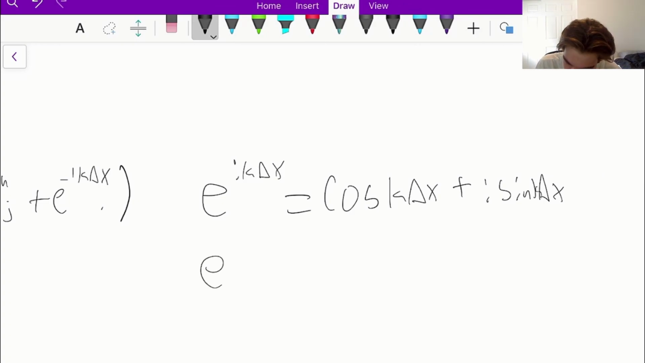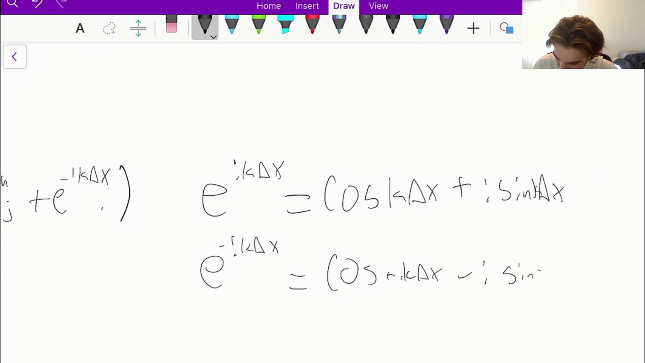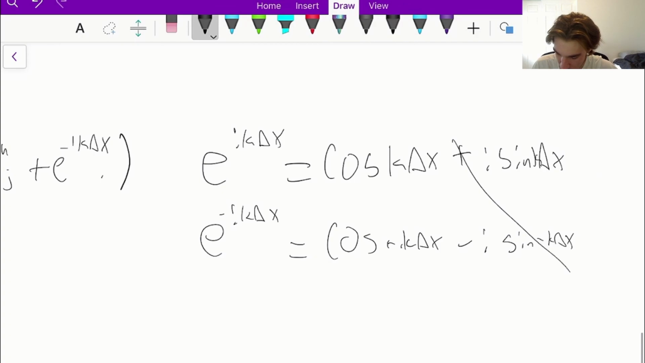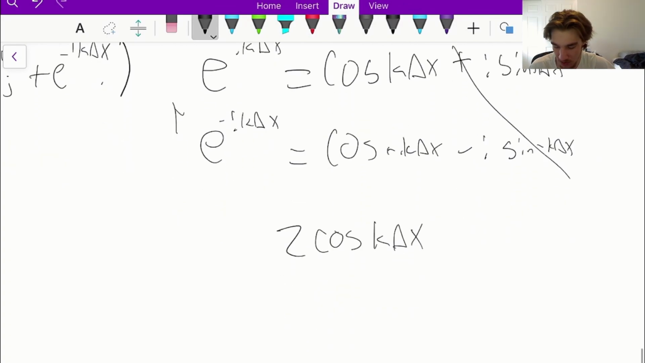And then e to the negative i k delta x is going to be equal to the cosine of negative k delta x minus the i sine of negative k delta x. But since these cancel out right there, when we add them together, we just get 2 cosine k delta x, because this in parentheses will end up being a positive value. So we get that right there.